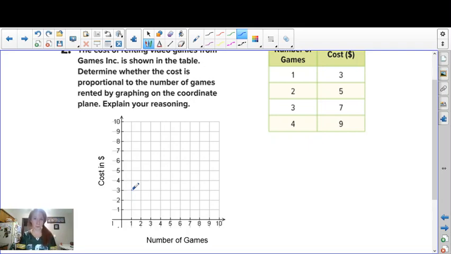Oh, that was poor. That's not the size I wanted you at. There we go.